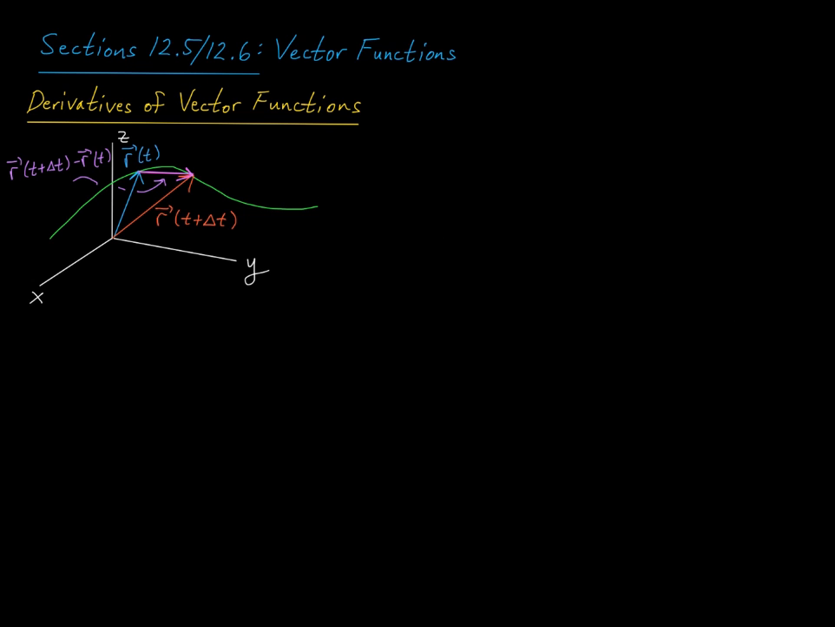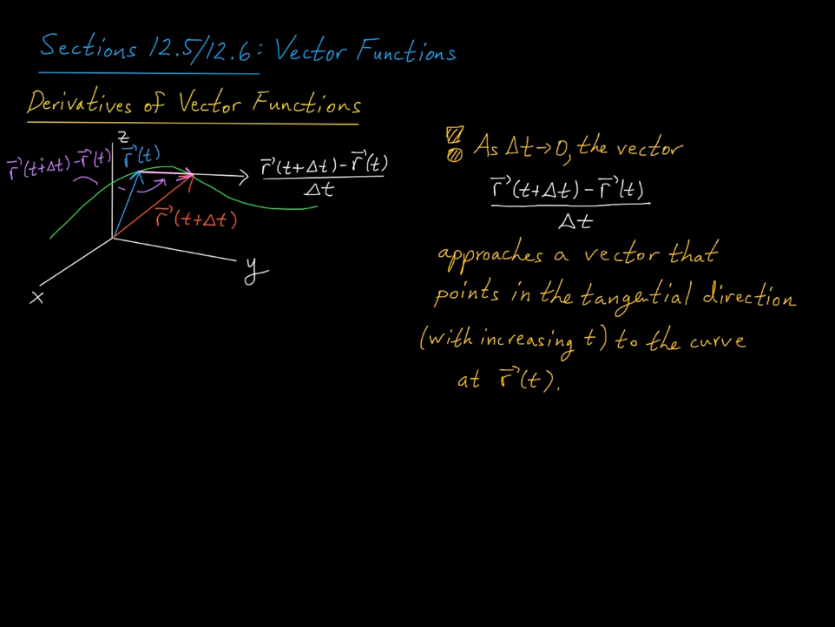Now dividing by delta t amounts to just scaling this purple difference vector by the factor 1 over delta t. You want to think about delta t as something small. So that's just going to stretch this purple vector out by this factor 1 over delta t. So purple and white have the same direction. Now this will at least give us an approximation to our instantaneous rate of change in position at time t. To get a better and better approximation, what we want to do is let the time interval delta t approach zero.